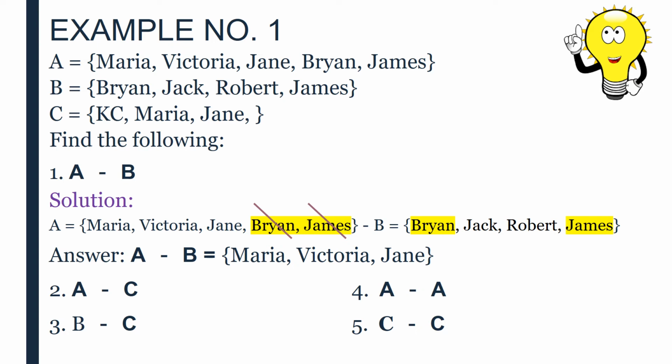For number 4, set A minus set A. Sa set A, Maria, Victoria, Jane, Brian, and James. Tapos, tatanggalin natin sa set A ulit. So, lahat ng elements sa set A, itatanggalin natin sa element ng set A. So, ano mangyayari pag tinanggal natin sa set A yung set A? So, wala pong matitira. So, ibig sabihin, ang sagot dyan ay empty or null set. Okay? Same process din po ang gagawin sa number 5.